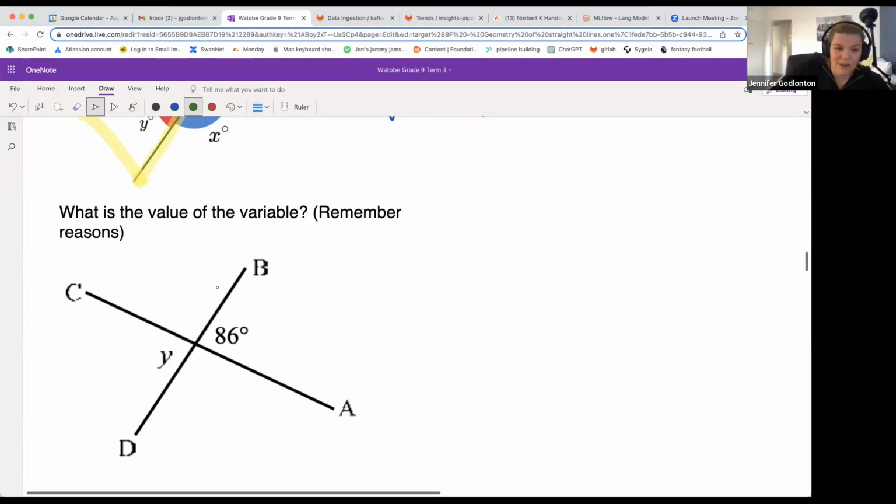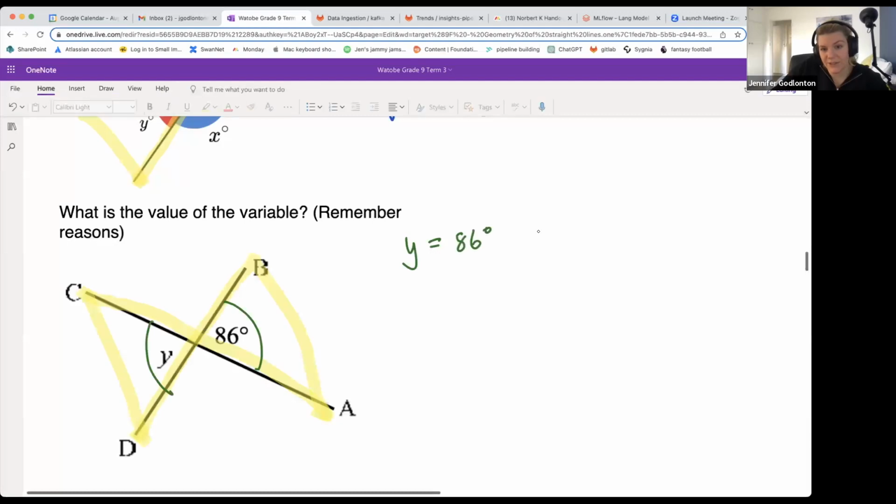Good. So let's draw our bow tie, just so that we get into the habit of it. There's our one straight line. There's our other straight line. We can create a bow tie, so we know we can do vertically opposite angles. So that means that this angle is going to equal that angle. So we can say y is equal to 86 degrees, and our reason is going to be vert opp angles are equal.